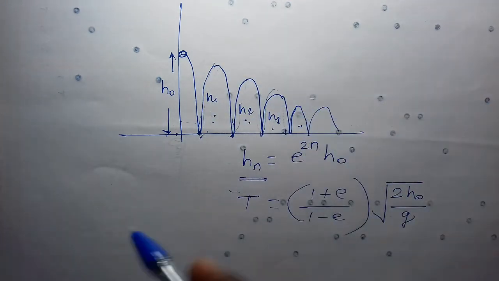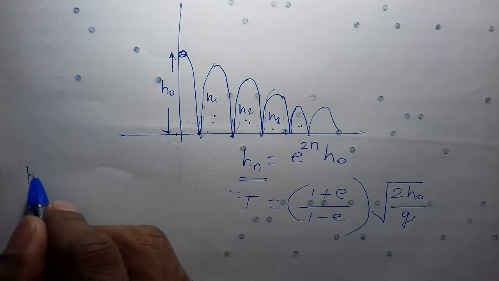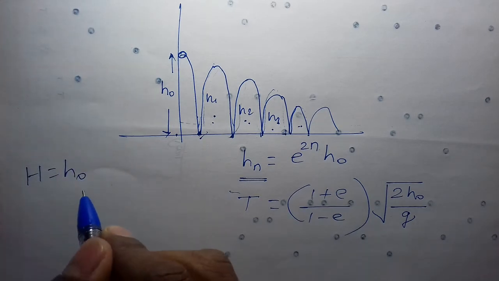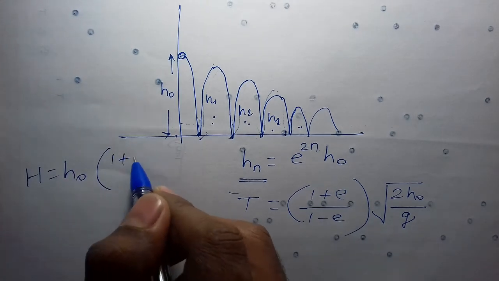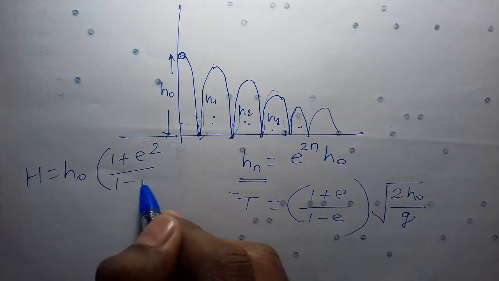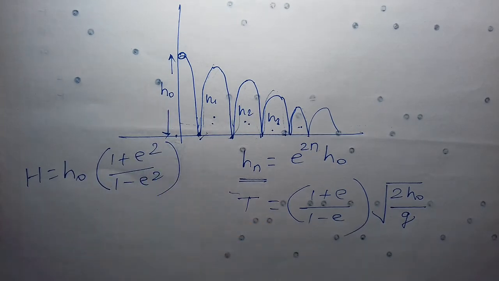The total vertical distance travelled by the ball is equal to h naught into (1 plus e square) upon (1 minus e square). This e is the coefficient of restitution, and h naught is the initial height.